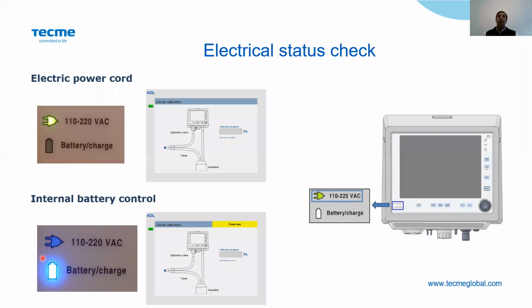We always recommend using the machine plugged in. The internal battery is for an emergency. In case the power runs out, the machine will start to work on battery. So we recommend that in the beginning, as you connect the machine and start to ventilate the patient, always do it with the main power supply.